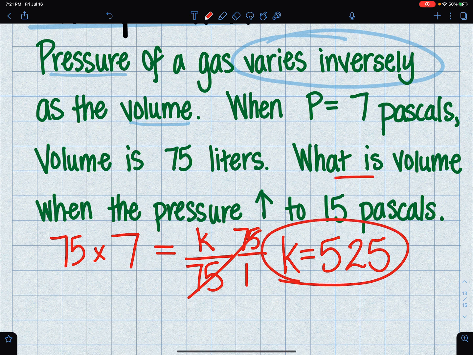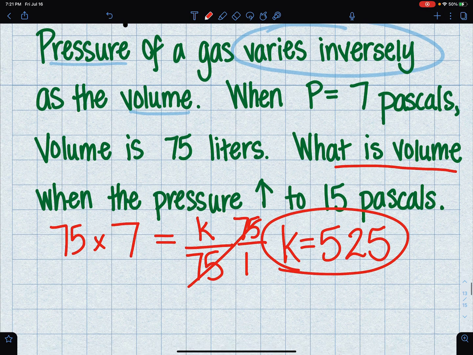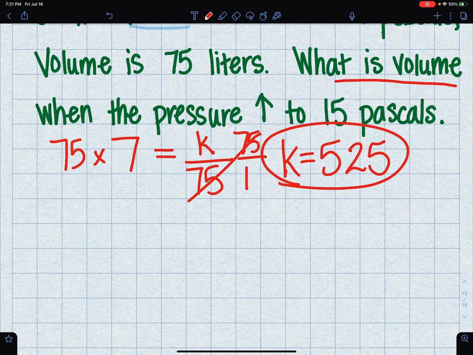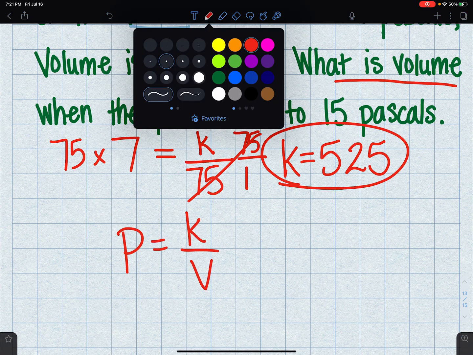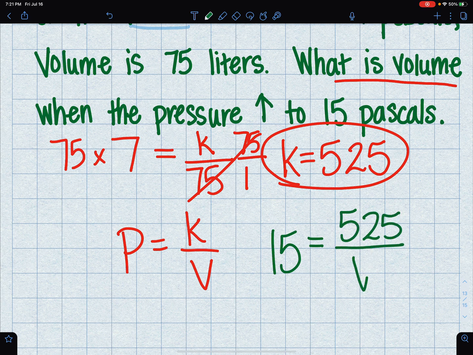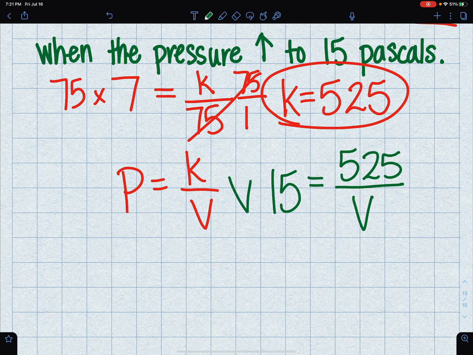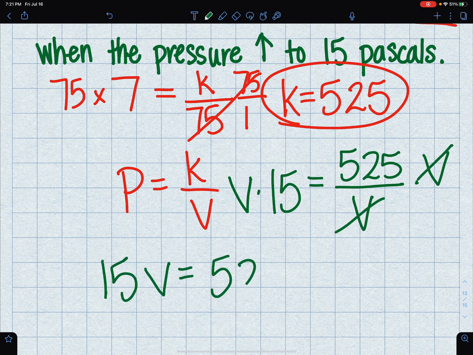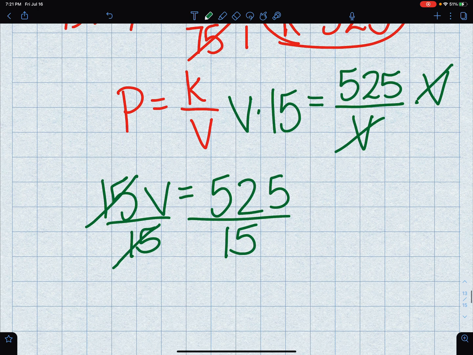Now it's going to ask, what is the volume when the pressure increases to 15 pascals? So use the same equation that you just wrote. Pressure equals K over V. Now they want to know if the pressure is 15 and you know that K is 525, what is V? So multiply both sides by V. That cancels out, so 15V equals 525. Now divide both sides by 15, that cancels out. V is equal to 525 divided by 15, which is 35 liters.